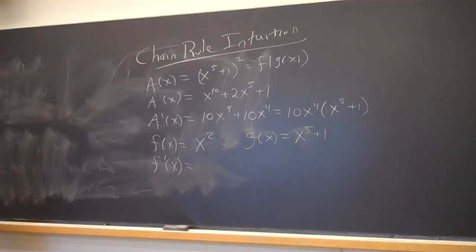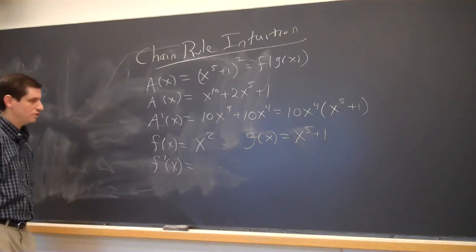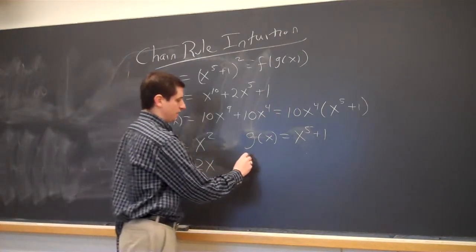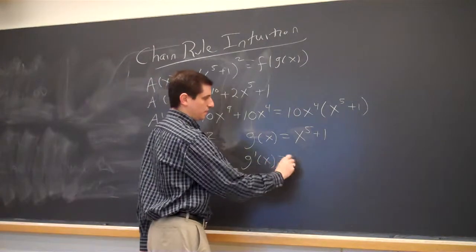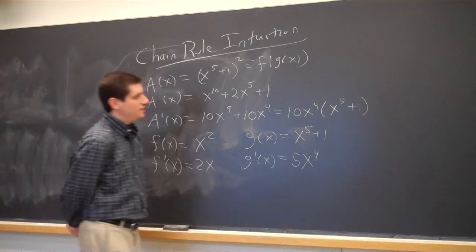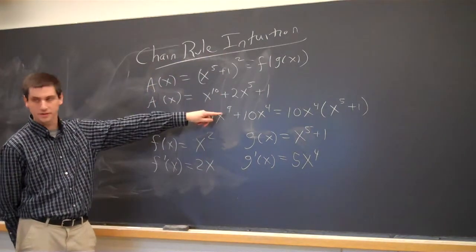What's f prime of x going to be? If f of x is the squaring function, what's f prime of x? 2x. What's g prime of x? 5x to the 4th. This looks a lot like what we have here.